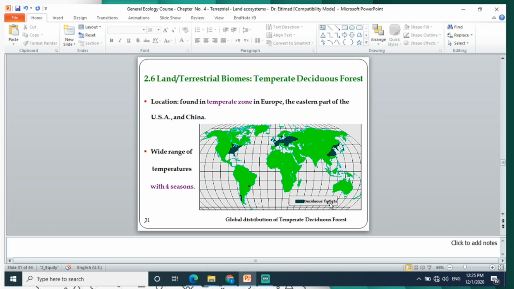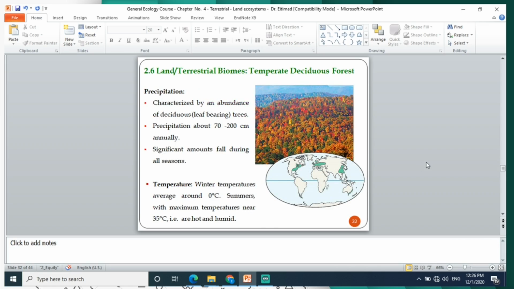They have a wide range of temperature with four seasons. They have the four seasons represented there. Regarding precipitation, it is about 70 up to 200 centimeters annually, and the temperature can drop to very low during the winter and be high and humid during the summer.